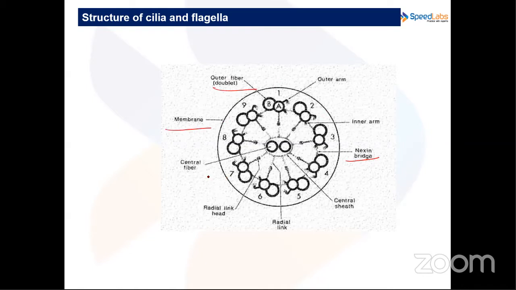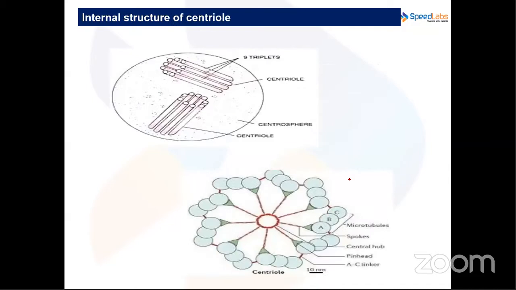Membrane, this is the protoplasmic sheath. Central fiber, radial linker is there. Central sheath is there. So now all the labelings are clear to you. Now coming to the centriole. Centriole and basal granule are two things whose internal structure is same, so generally they are taught together. So internal structure of cilia and flagella was clear to you. Now we're going to discuss the internal structure of centriole and basal granule.